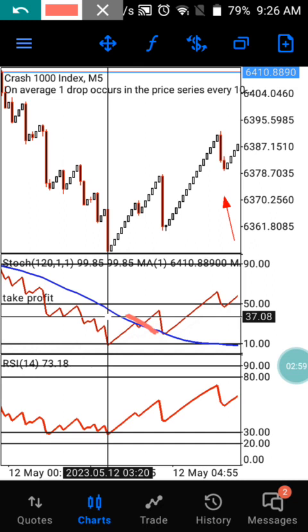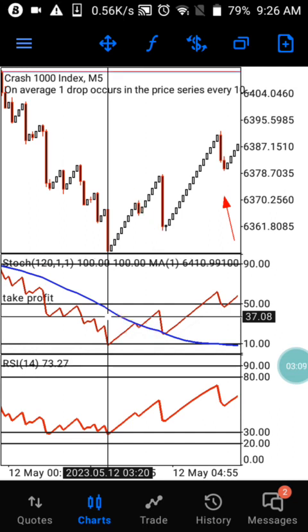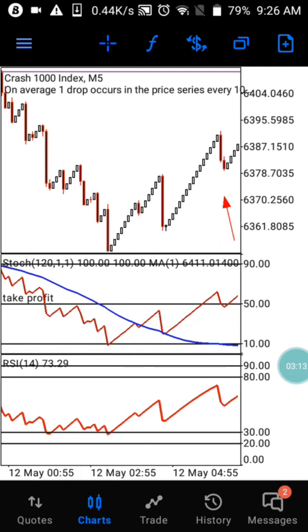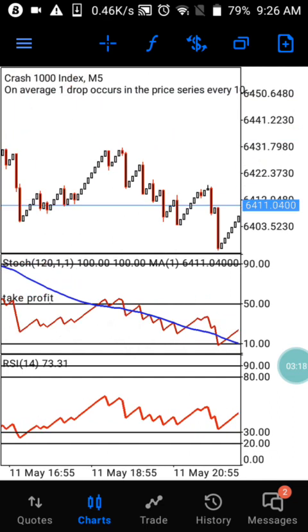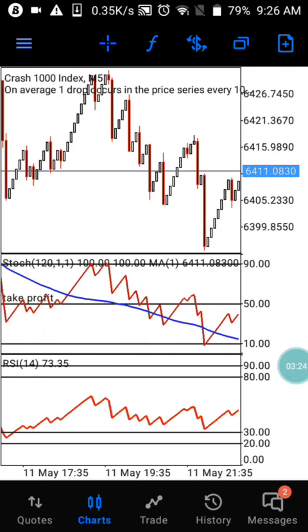You see, when the red 9 that is coming here crosses the blue 9 on window 1, that is when you are going to take your profit. So don't wait for that. Immediately the blue 9 crosses the red 9, then you take your profit. Your stop loss is going to be the last place where the spike starts.